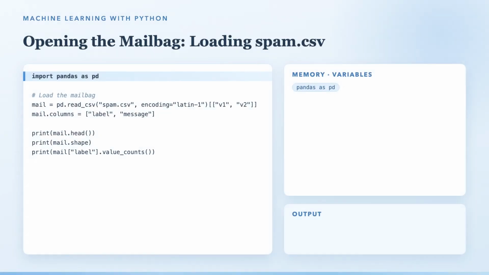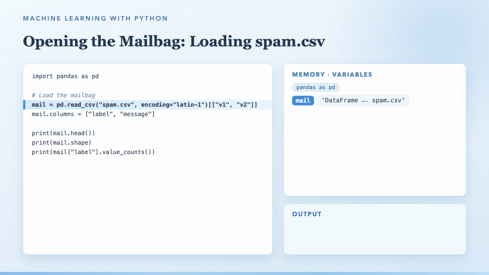Let's open the mailbag together. Import pandas as pd. Our familiar ledger keeper arrives, and 5,572 messages pour onto the table. Just 2 columns. A label, ham or spam. Ham simply means genuine, a real letter from a real person, and the message itself. Watch. Head. The first 5 letters step forward.